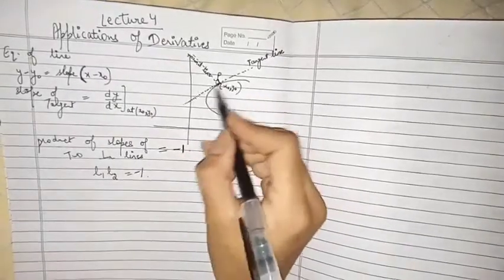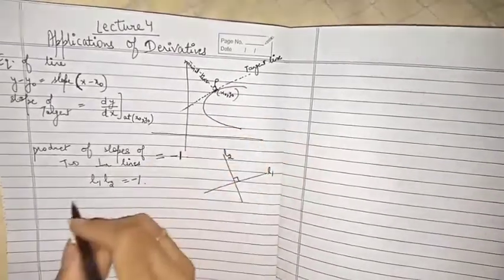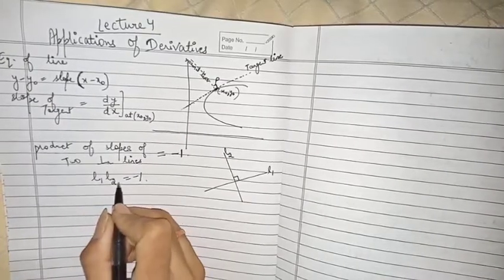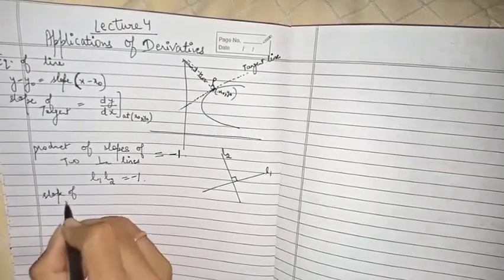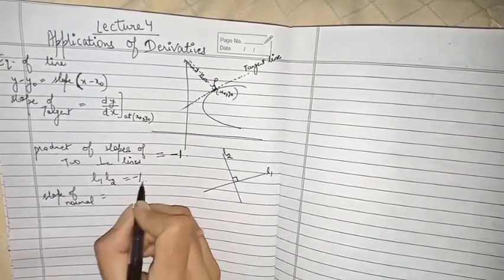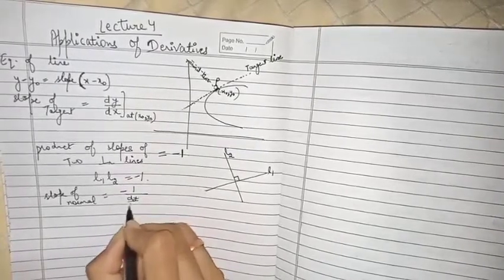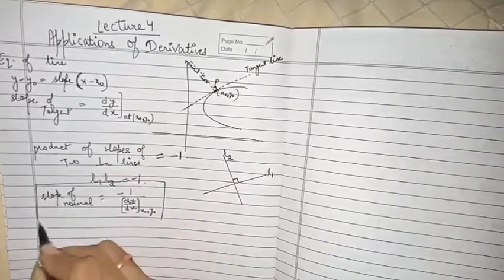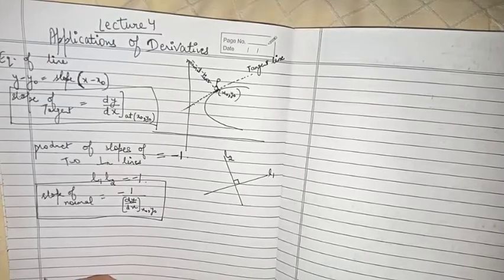In this case, this tangent line and this normal line, these two lines are perpendicular, so you can say that the slope of normal multiplies slope of tangent is equal to -1. This implies that slope of normal is equal to -1 over slope of tangent. So -1 over slope of tangent is dy by dx at x0, y0. So this is my second result that I will use in this exercise to solve the questions. These are the two basic results in which we use derivative to find the equations of tangent and normal.